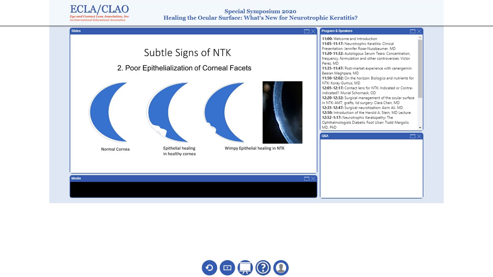The other clue that people miss is poor epithelialization of corneal facets. Facets are thinning of the cornea after disease. In a normal, healthy cornea on the left, you can see a nice, smooth epithelium. Centrally, the epithelial healing in healthy corneas fills in those facets and ends up thickening up the epithelial cell layer so you get a smooth surface. But if you have a neurotrophic cornea, you don't get that. If you get to heal, you get a very altered surface with the epithelium not filling it in. And this is a real clue that you're dealing with neurotrophic keratopathy as well, something that is not written about or talked about.